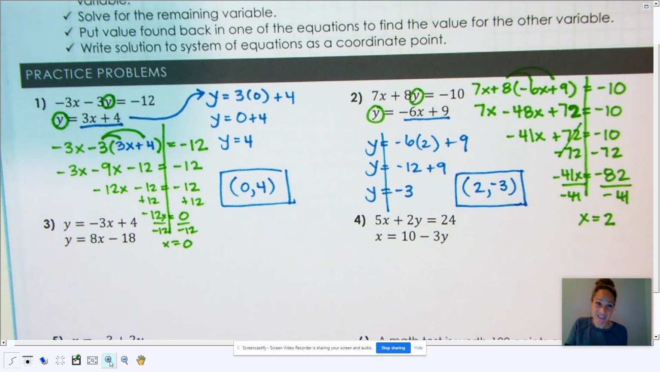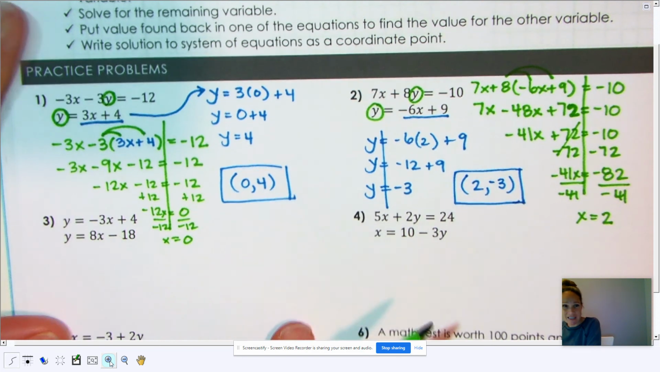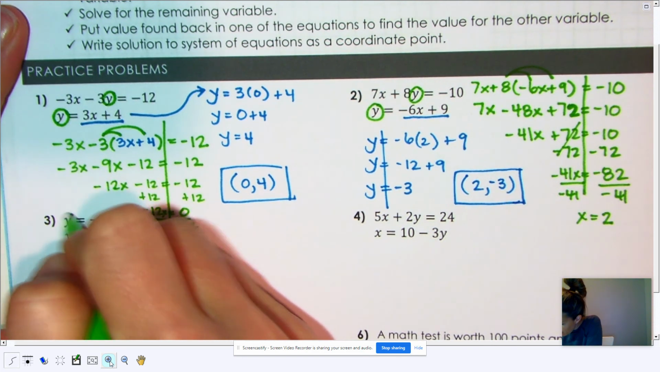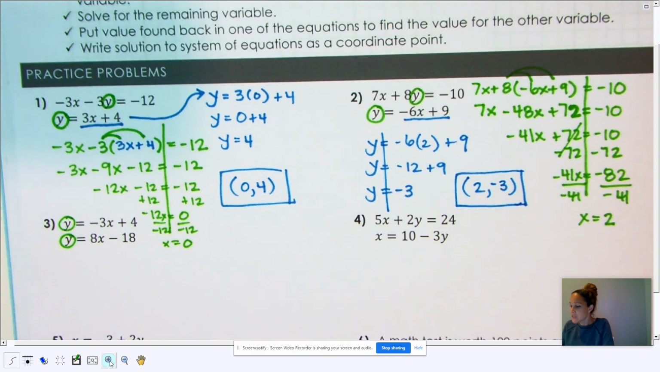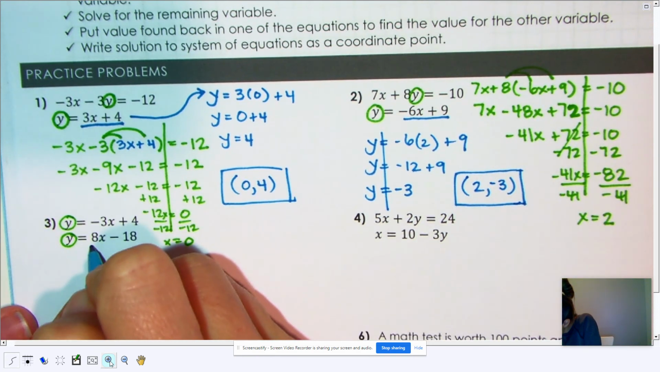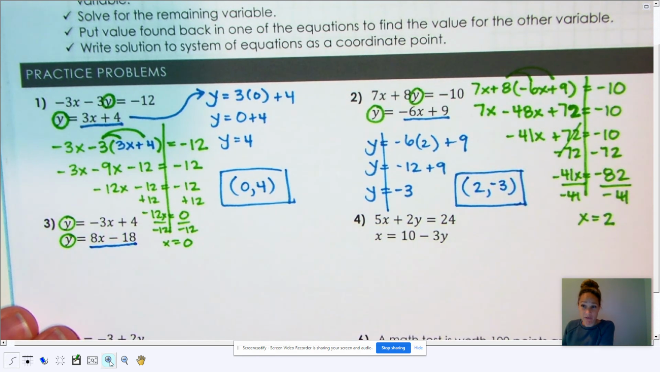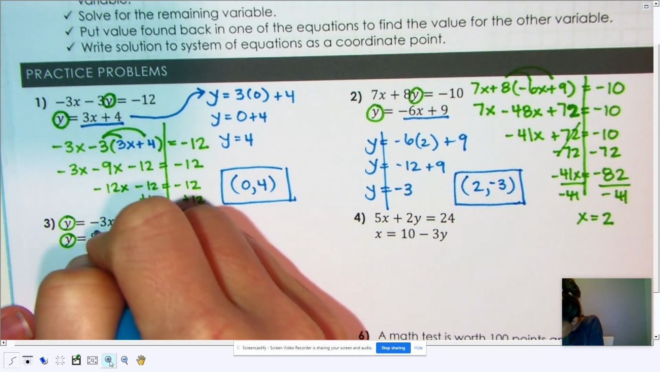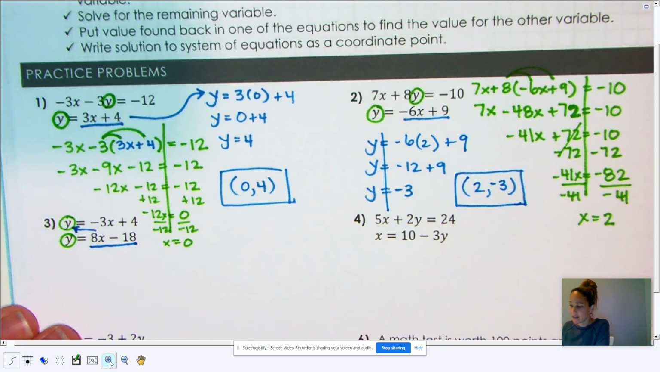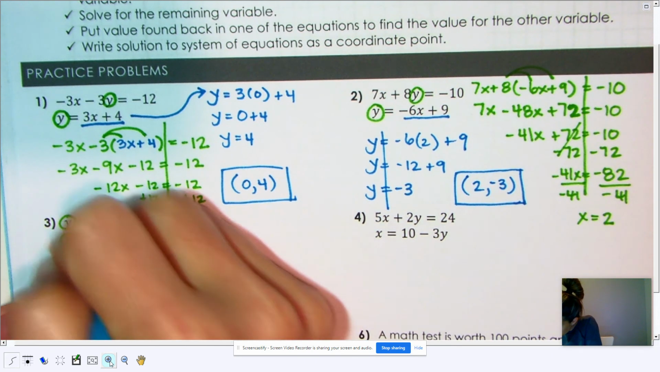Ooh, I like these ones. These ones are a little bit easier. Look at this, you guys. Here's the y and here's the y. So I'm going to take this and I'm still going to plug it in for y. This one's a little bit easier because I just put it right there, and I don't have to worry about multiplying, adding, subtracting, whatever. So I can just put the 8x minus 18 on that side.